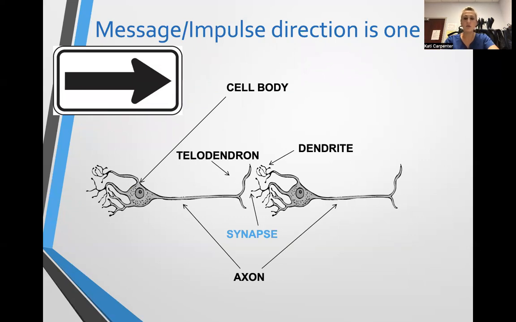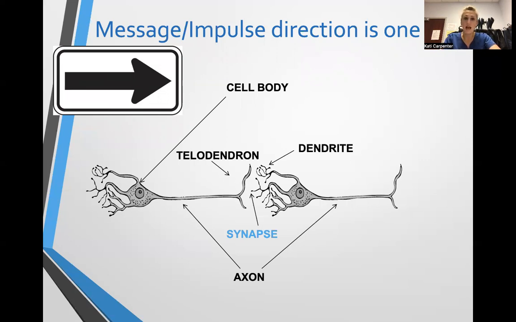So this is showing two neurons. They have the dendrites in the front, the soma, which is the body, the nucleus in the center, and then they both have an axon, and they both have the telodendron or the axon terminal. Now, there's the synapse, which is the little river.